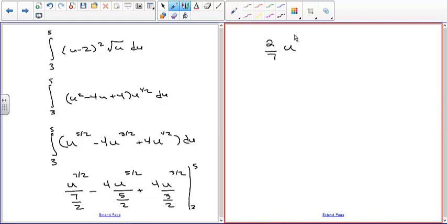So we take the reciprocal of the thing we divide by, and so we'll get the following. So what I'm doing is I'm taking the reciprocal of 5 halves, which is 2/5, and 2 times 4 is 8. So I get 8/5. Same here. Reciprocal of 3 halves is 2/3. 2 times 4 is 8. So you get 8/3.